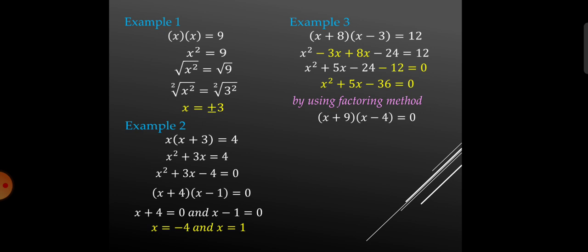So to continue, according to zero product property, x plus 9 equal to 0 and x minus 4 equal to 0. Buwag ang duha ka binomial.